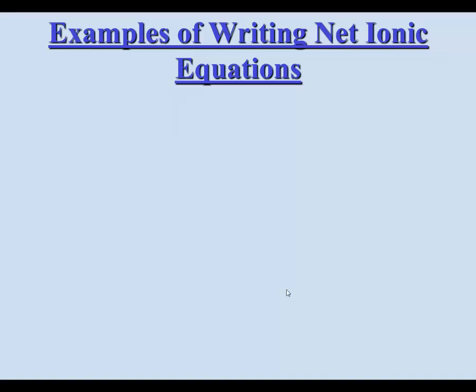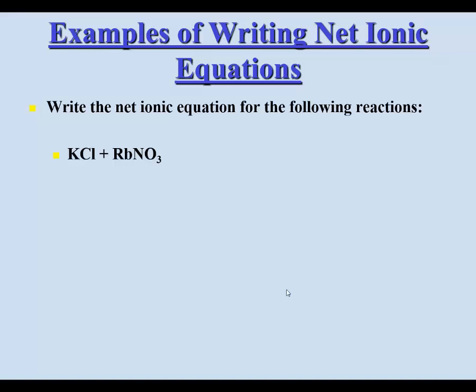Okay, let's keep practicing this. Let's consider the following net ionic equation that we want to write. This reaction we're looking at now is potassium chloride plus rubidium nitrate. We're considering what might occur as we mix these two. My possible products could have a new combination of cations and anions. So let's look at potassium cation paired up with the nitrate ion. So I could have potassium nitrate as one product, and I could have rubidium chloride as another product.